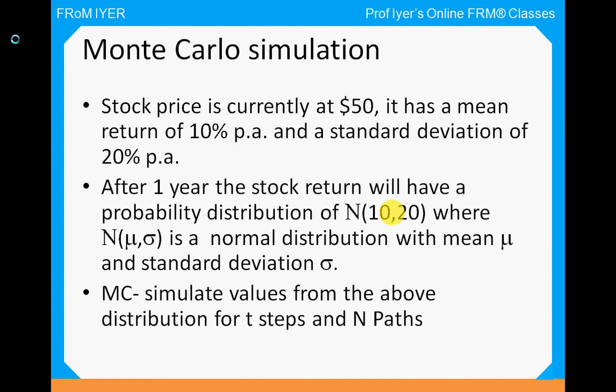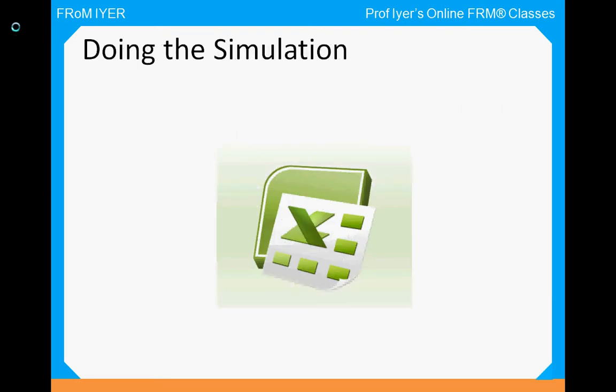The key thing to remember is that we are going to divide the time capital T into many small discrete steps, each of size delta t, and we are going to generate many paths. So here we are taking t steps and n paths. So let's go to Microsoft Excel and actually try out a simulation and see how it looks.